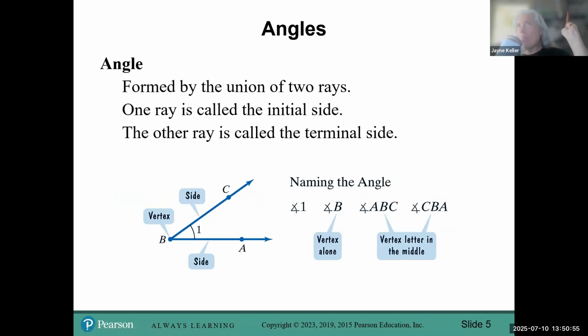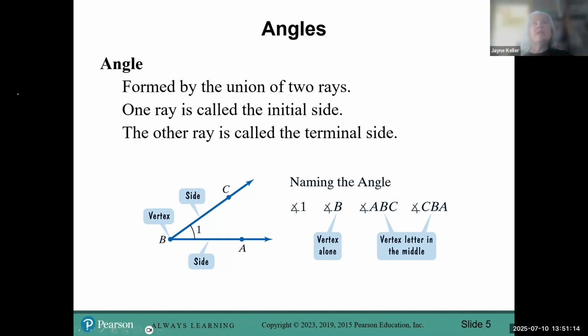And then we take this idea of the ray and we extend it and put two rays together that have the same starting point. We start at this point B and go infinitely through C here and then infinitely through point A here, and we call that an angle.